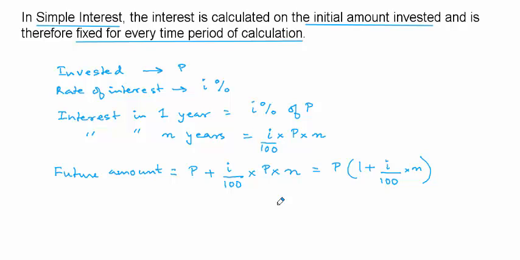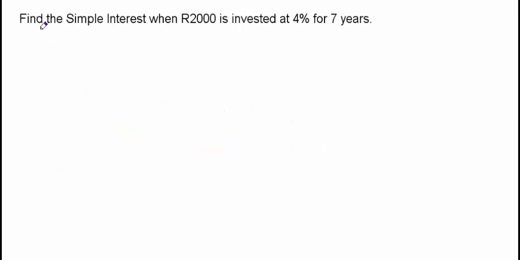Let's look at some examples now. Find the simple interest when 2000 Rand is invested at 4% for 7 years. We know that the formula for simple interest is given by the principal amount, that is the amount of money invested, essentially it's 2000 for this particular problem, times the rate of interest expressed as a decimal. So 4% needs to be expressed as a decimal over here in this formula, times the time, which is 7 years.